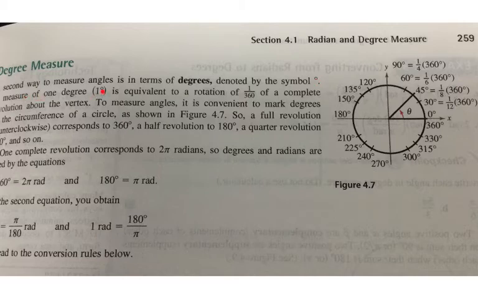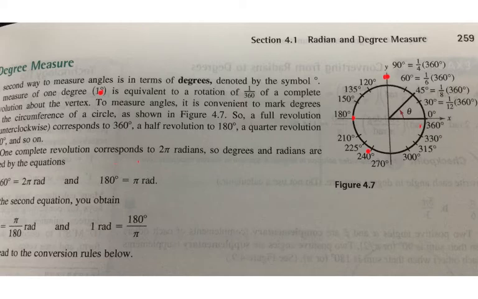So the measure of 1 degree is equivalent to a rotation of 1 out of 360 of a complete revolution about the vertex. So all that's saying is 1 degree, you need 360 of those to make a full revolution, which we already know. To measure angles, it is convenient to mark degrees on the circumference of a circle, as shown in figure 4.7. So a full revolution, and again, we're going counterclockwise, will be the positive rotation, corresponds to 360 degrees. If I go halfway around the circle, that's 180 degrees. A quarter revolution, that means a fourth of the way, would be 90 degrees, and so on.